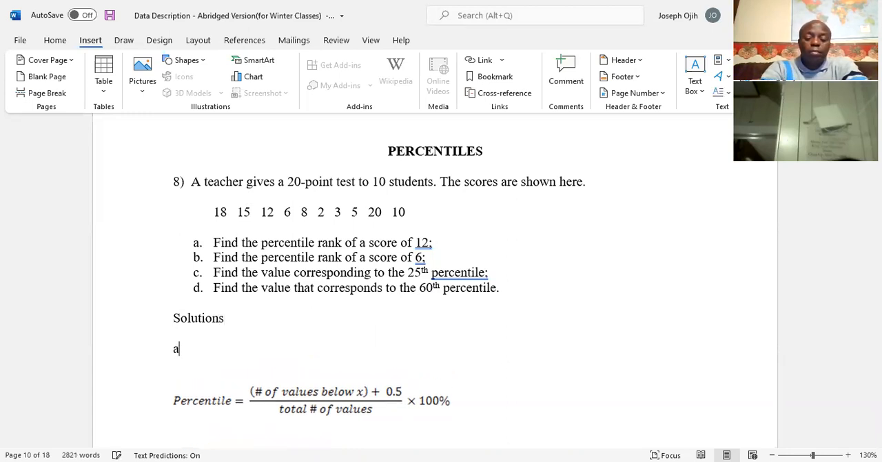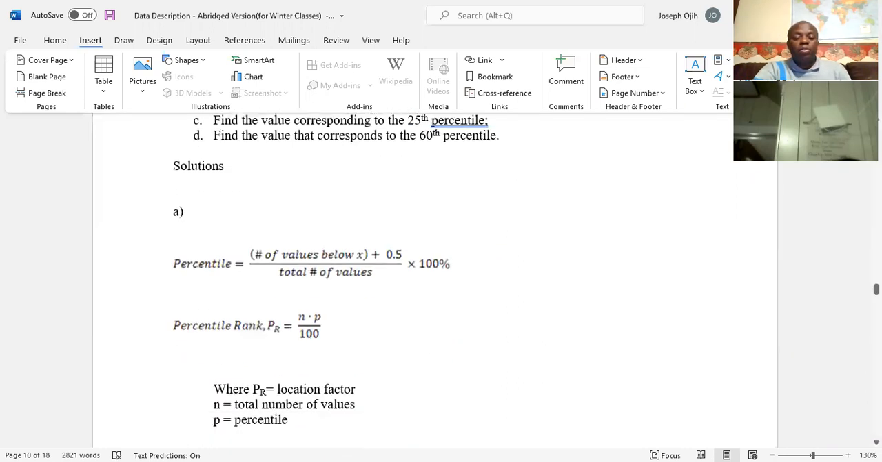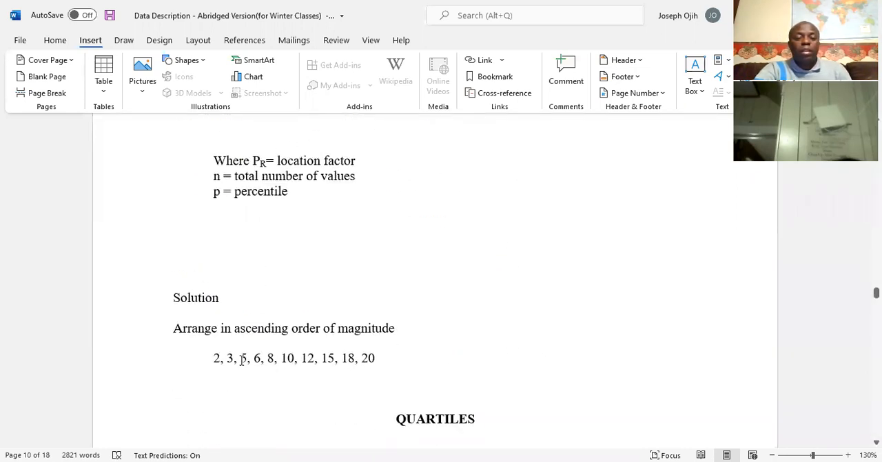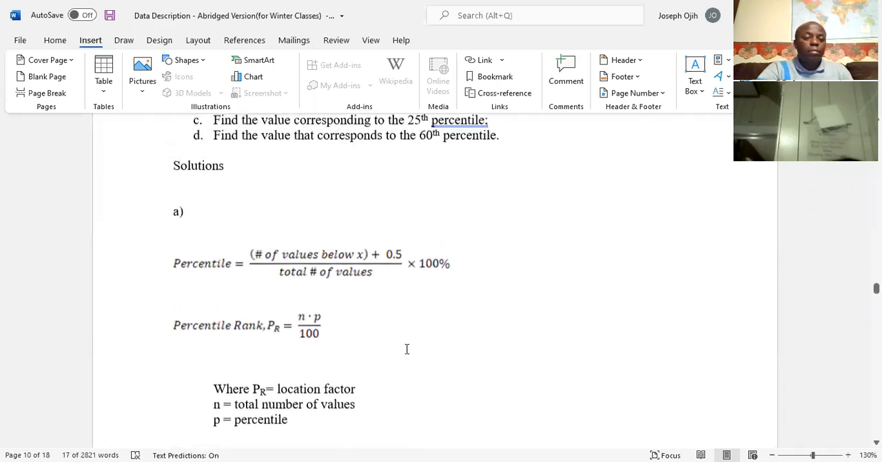The first one, A, says find the percentile rank of the score of 12. The first thing you do, actually, before you do any percentile problem, is to arrange the numbers in order. So I think I've arranged them here.